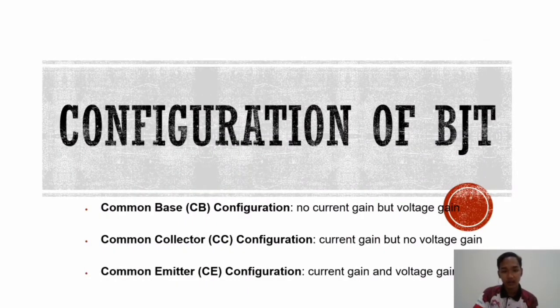Okay, next are the configurations of BJT, which are three. Common base configuration has no current gain but voltage gain. The next one is common collector configuration, with current gain but no voltage gain. And lastly, common emitter configuration with current gain and voltage gain.